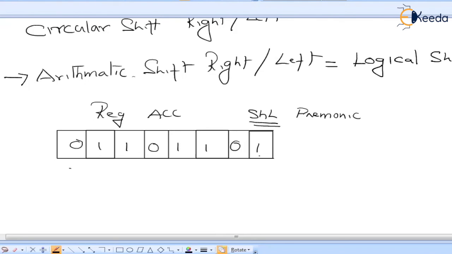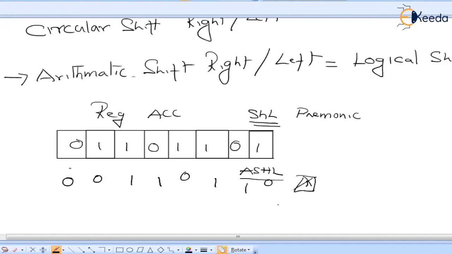When you perform arithmetic shift left, I'll say ASHL, arithmetic shift left. Left meaning this direction, right meaning this direction. When I perform arithmetic shift left, of course, a 0 will be added at the least significant position: 1, 0, 1, 1, 0, 1, 1. Similarly, for right, the same thing will happen. Like logical shift, a 0 will be added here: 0, 1, 1, 0, 1, 1, 0. Finally, 1 will get discarded.